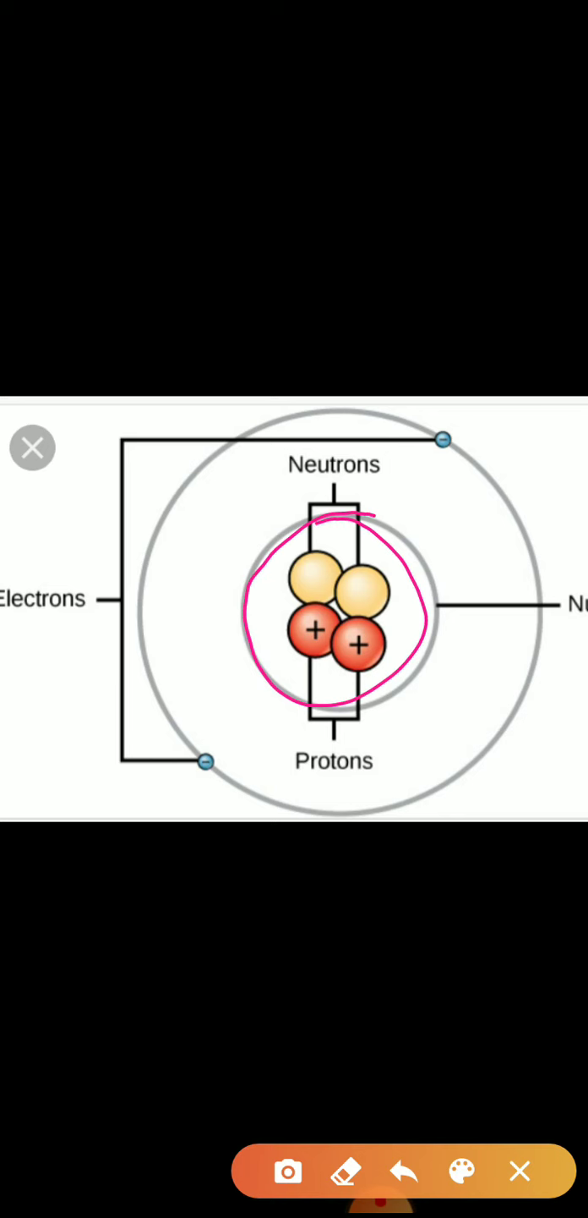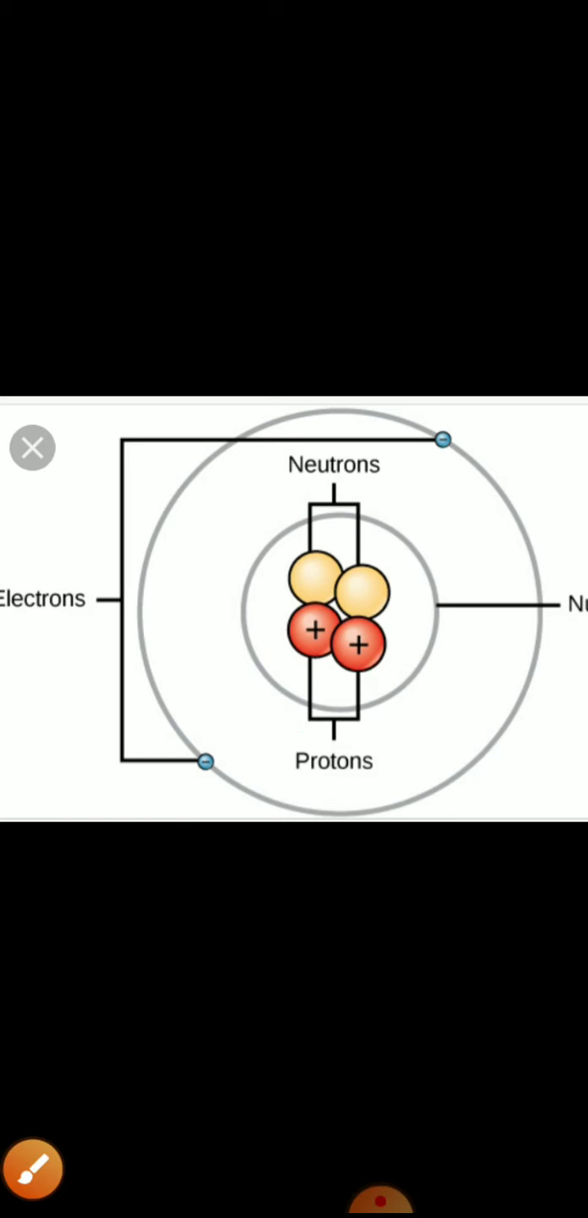Inside the nucleus, there are some positive charges. They are called atomic particles, nucleons. Inside the nucleus, positively charged particles are called protons. So these are the protons. And uncharged particles, which don't have any charge, are neutrons. So these are the neutrons.